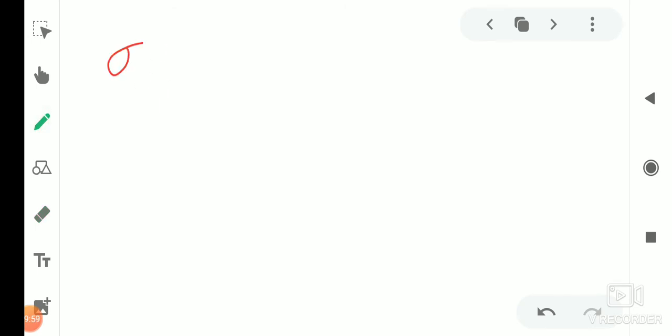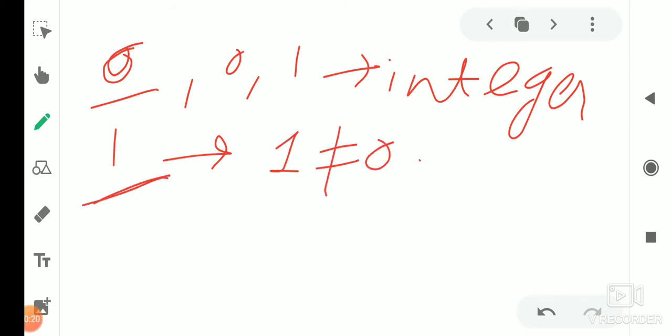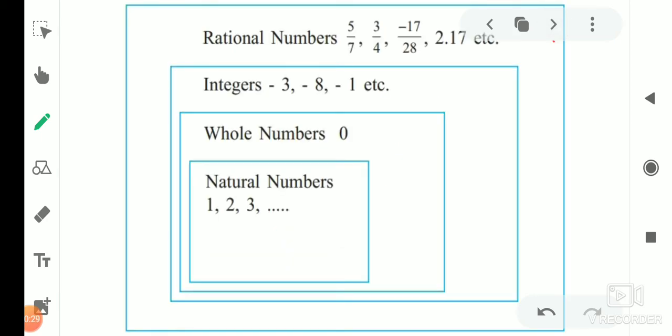We can write 0 as 0 upon 1, right? We can write 0 as 0 upon 1, where 0 is also an integer and 1 is also an integer, right? And the denominator 1 is not equal to 0. Okay, it means that 0 is also a rational number. So this was the basic introduction of rational numbers.